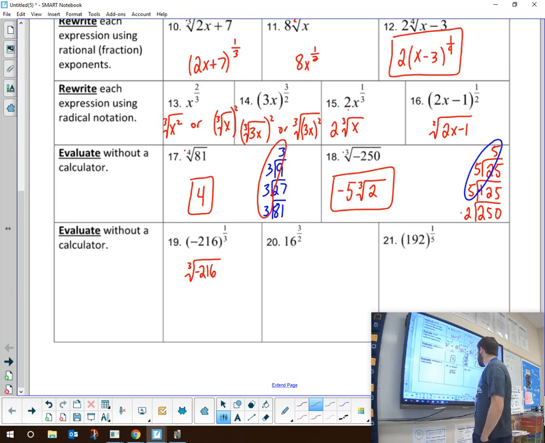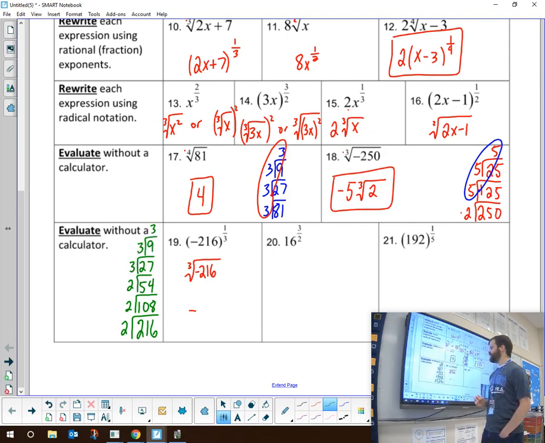My final answer is going to be negative because it's the cube root of a negative, and we're going to cake 216. So we're going to go 216 divided by 2 is 108. 108 divided by 2 is 54. 54 divided by 2 is 27. 27 divided by 3 is 9. And 9 divided by 3 is 3.